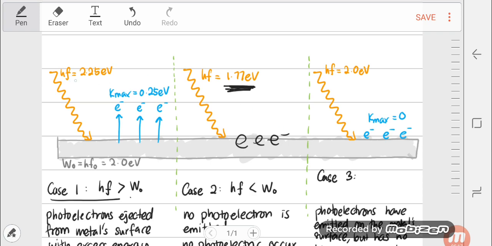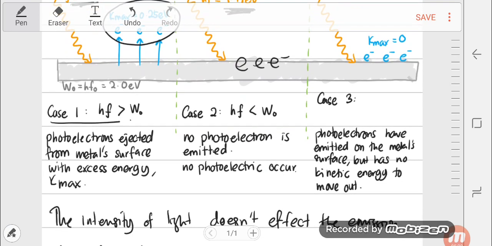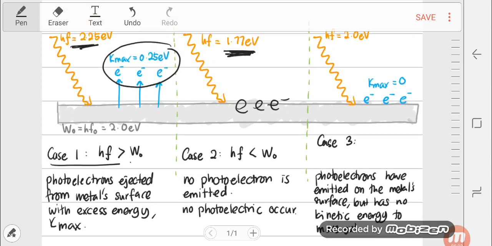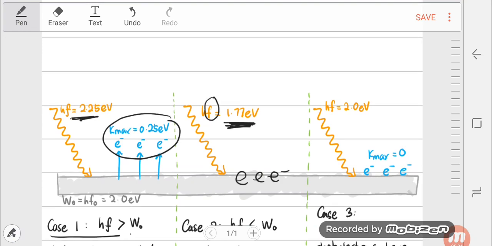But for example, if we have this frequency, although it is as dim as possible, we can still see photoelectrons emitted from the surface. It means that no matter how bright the light is, if the frequency is not enough to overcome the threshold frequency of this metal, we still will not get photoelectrons out of the metal surface.